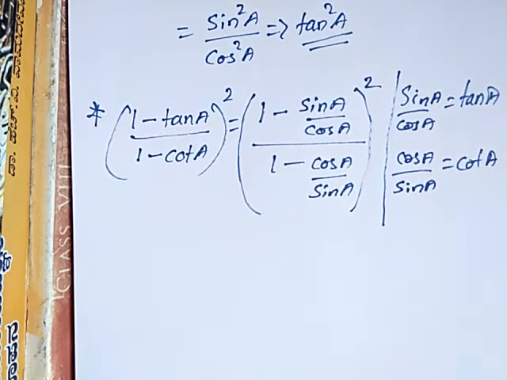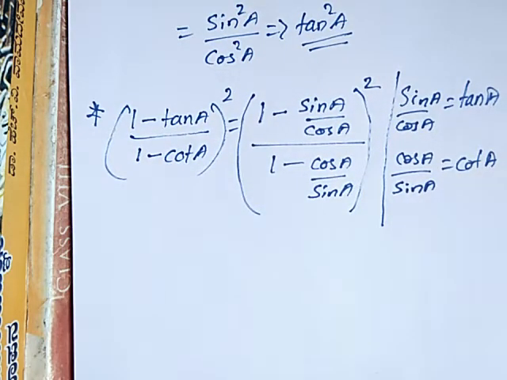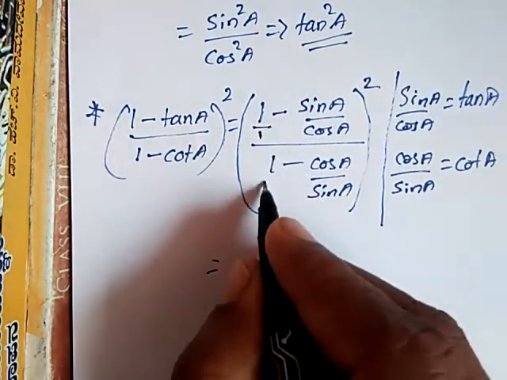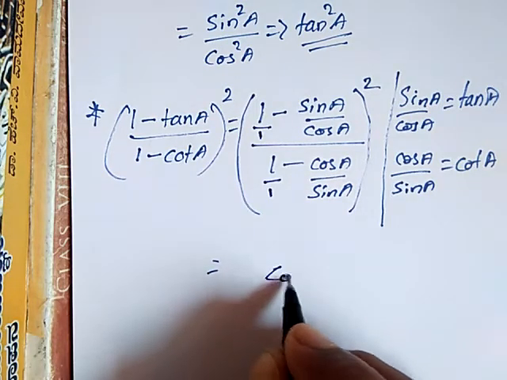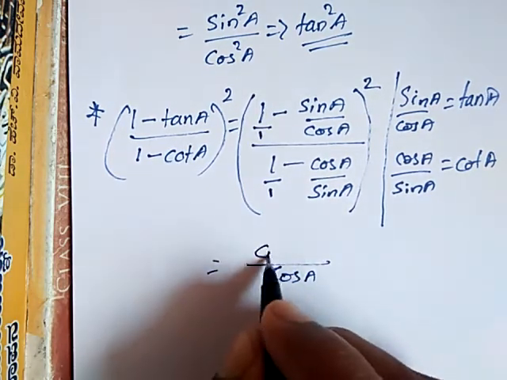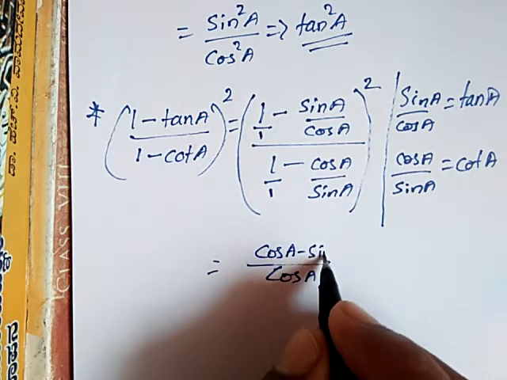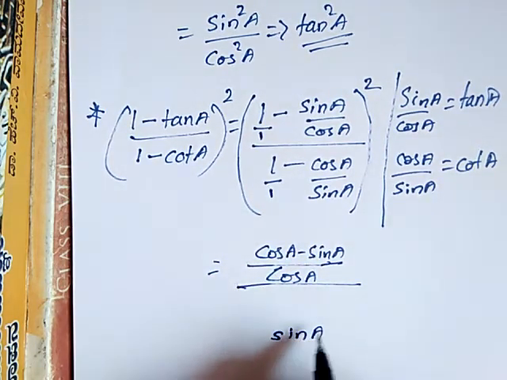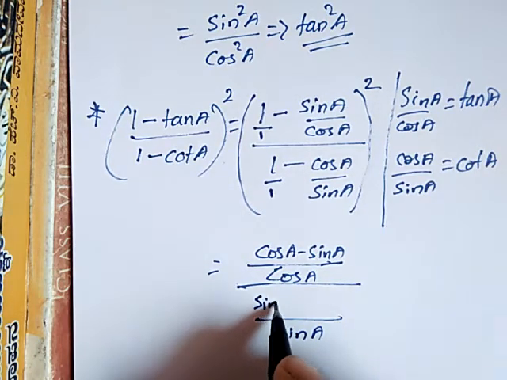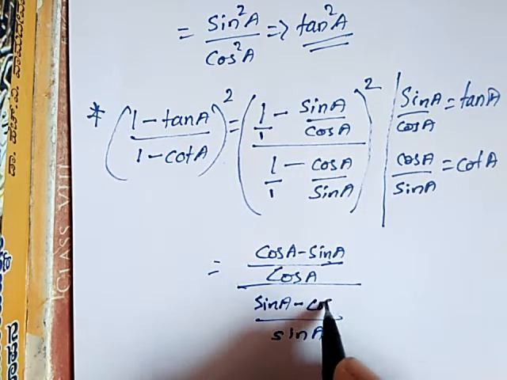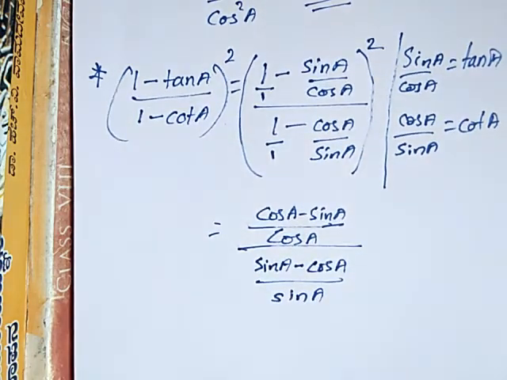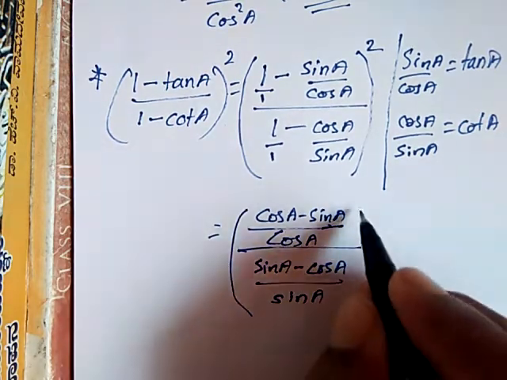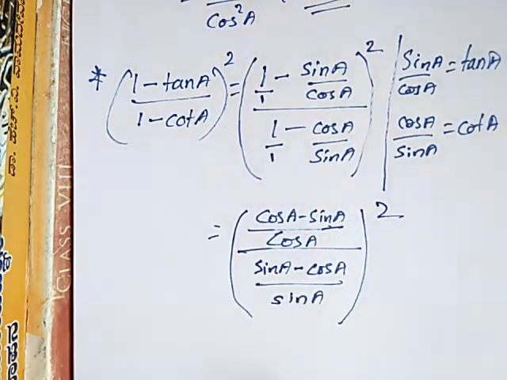Now take the LCM here. If you take the LCM, what happens? Here nothing is there, 1 is there. Here also nothing is there, 1 is there. So in the upper side, you will get cos a minus sin a, whole divided by cos a in the LCM, and here you will get sin a minus cos a divided by sin a. Correct. So, whole square.